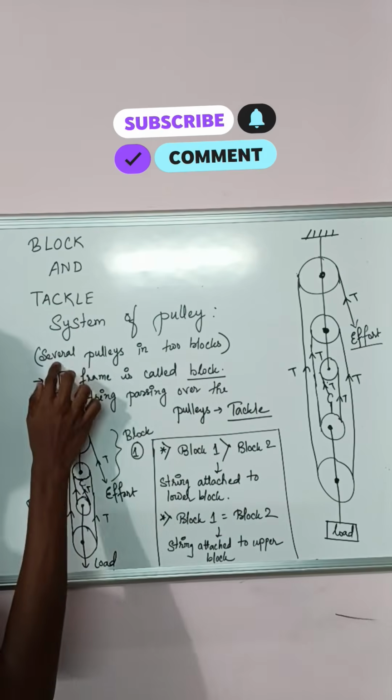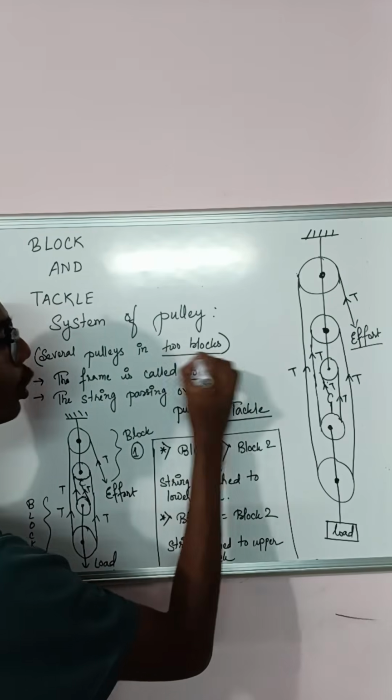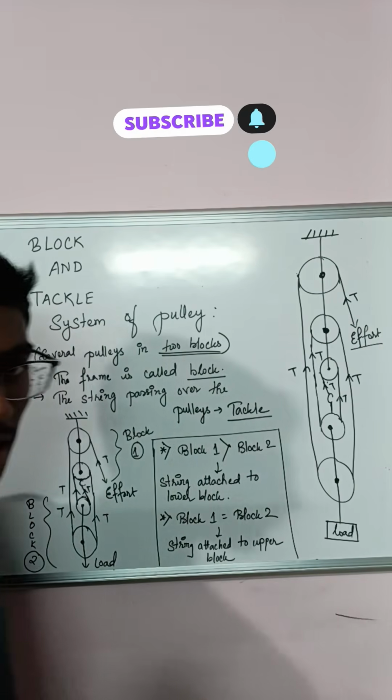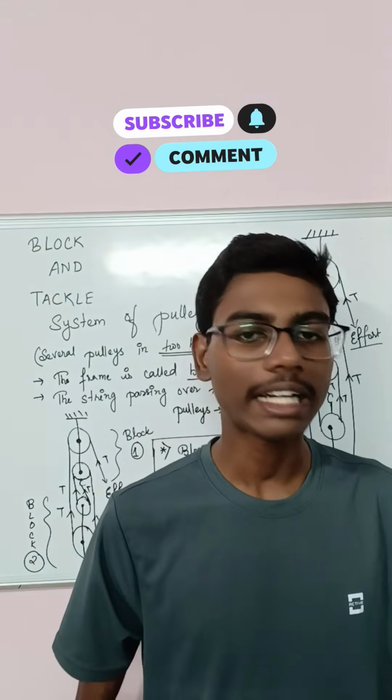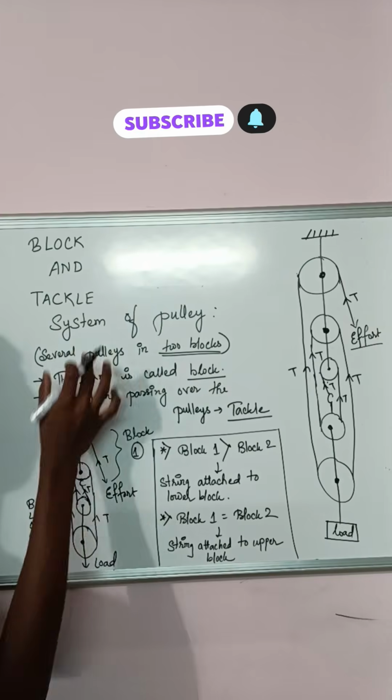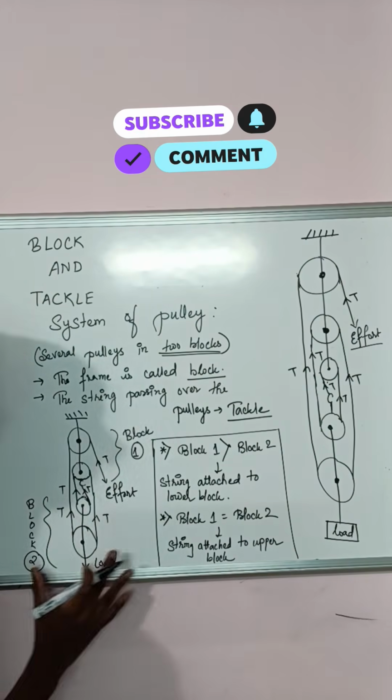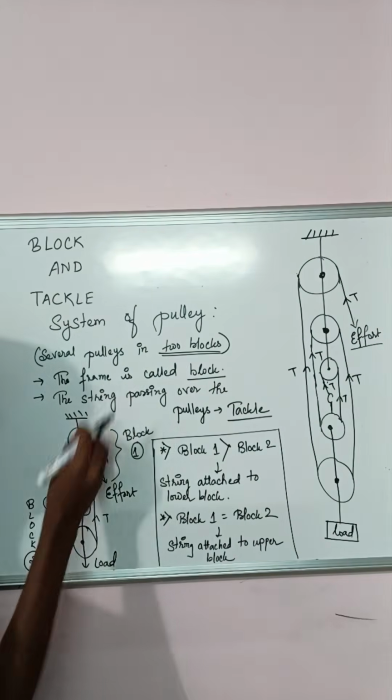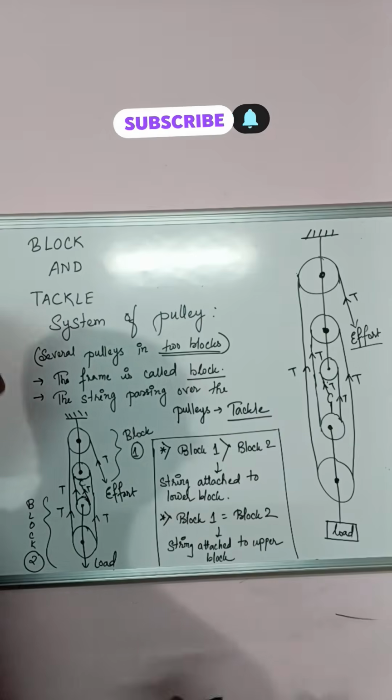So basically, when several pulleys are kept in a block, then we term it as a block and tackle system. First of all, we have to know what a block is. The frame of a pulley is known as a block. As you can see here, I have drawn two examples. The full frame of the pulley is known as a block.